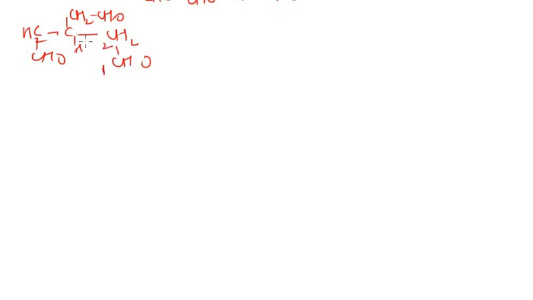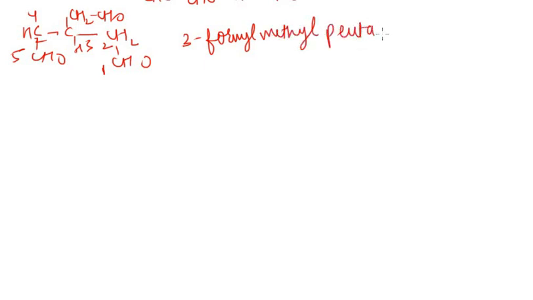Now 1, 2, 3, 4, 5. Here you will be naming it as 3 formyl methyl pentane 1, 5 dial. Here this compound you will be naming it as a formylmethyl, right?